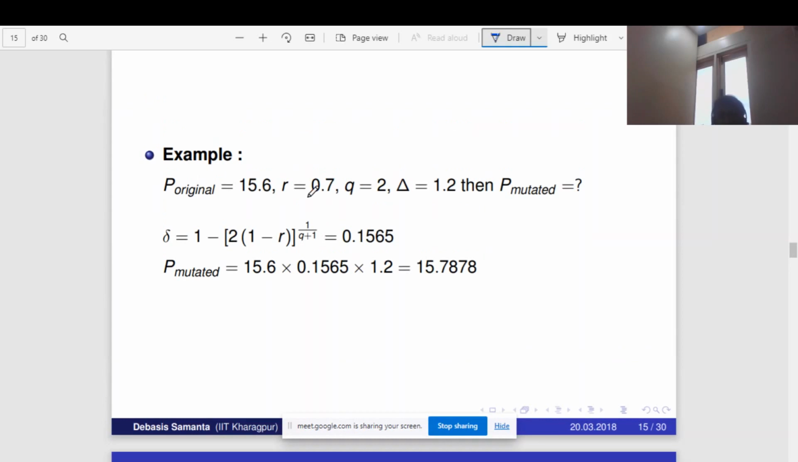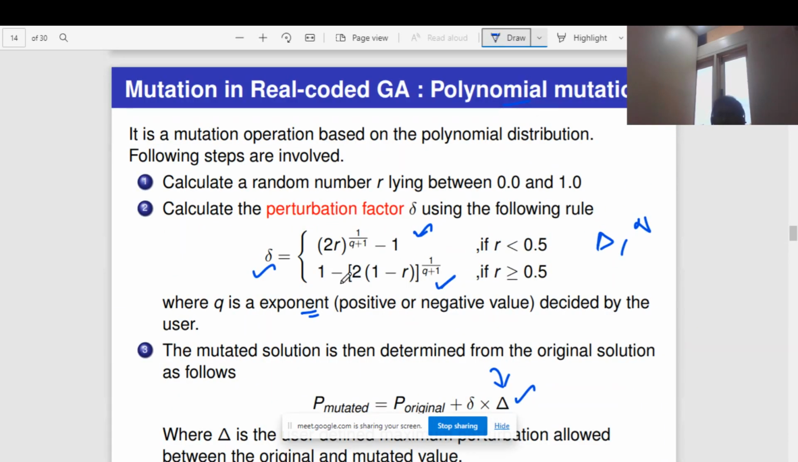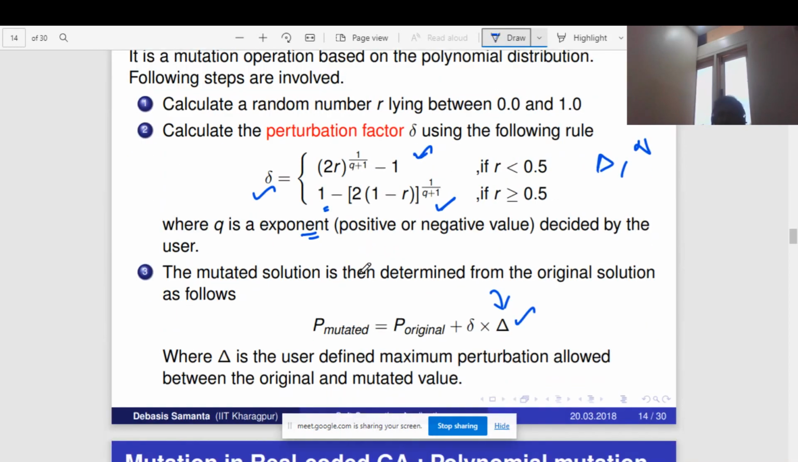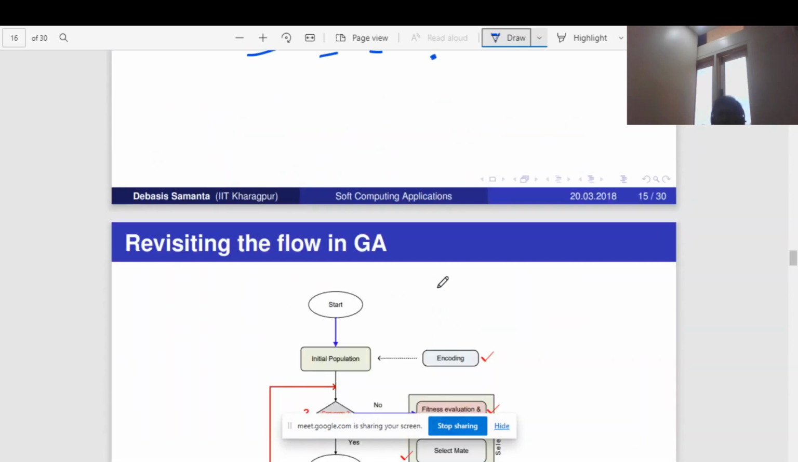So here is an example. P original is 15.6, R is 0.7, Q is 2, del is 1.2. Then the mutated one is, here R is 0.7. Okay. So how will you calculate dow? Which equation should you use, the first one or the second one? The second one. This one should be used. Q is given, Q is 2. So dow is calculated like this: 0.1565. Okay. Now what is P mutated? It is just P original plus dow into del. Dow is this value and del is this. So this is how polynomial mutation works.